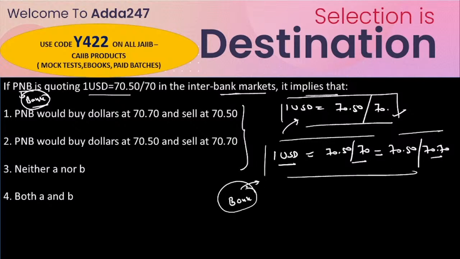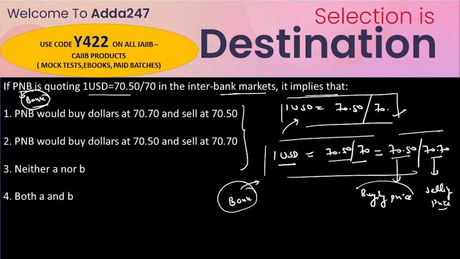Most of the time you get confused in the exam paper, so that's why I'm telling you that you should always understand it with respect to the bank here. So if the quotation is available like $1 equal to 70.50 slash 70.70, that would be the buying price, and that would be the selling price.